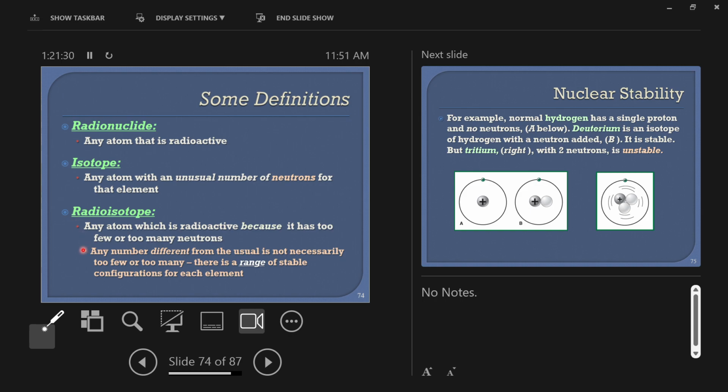Any number different from the usual number is not necessarily too few or too many. There's a range of stability for each element. It gets kind of complicated, so we don't talk about it very specifically.